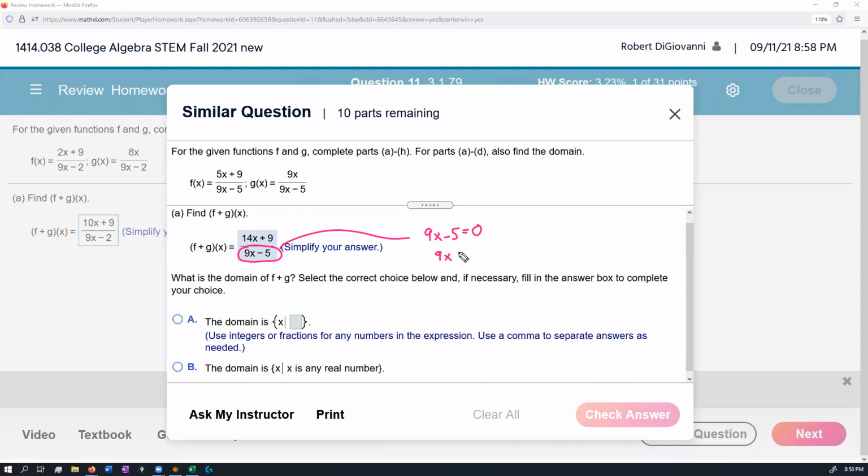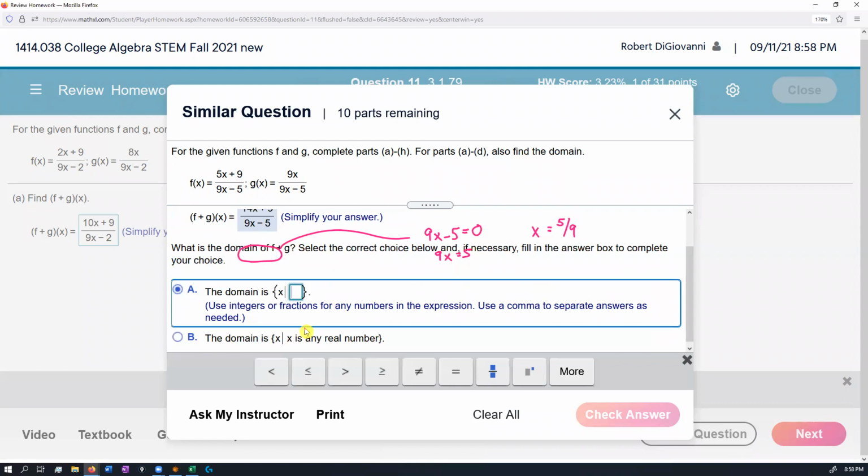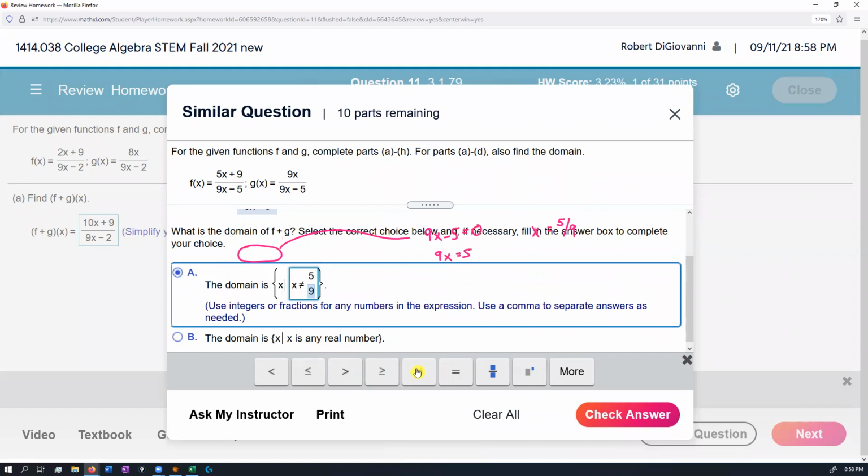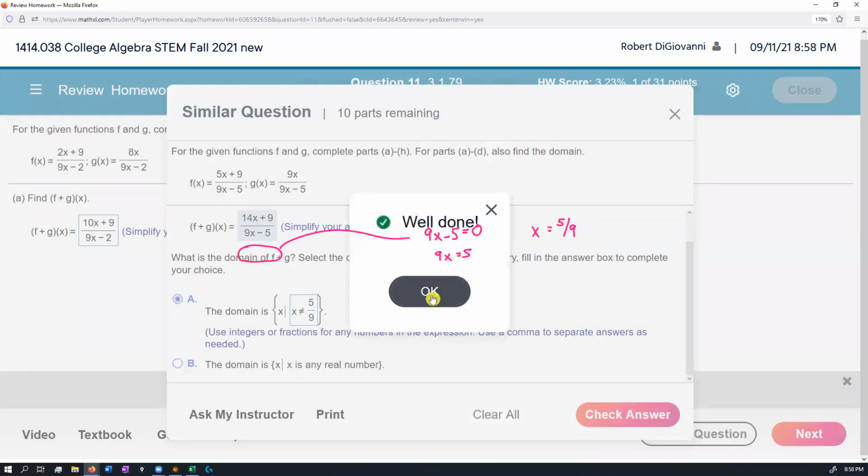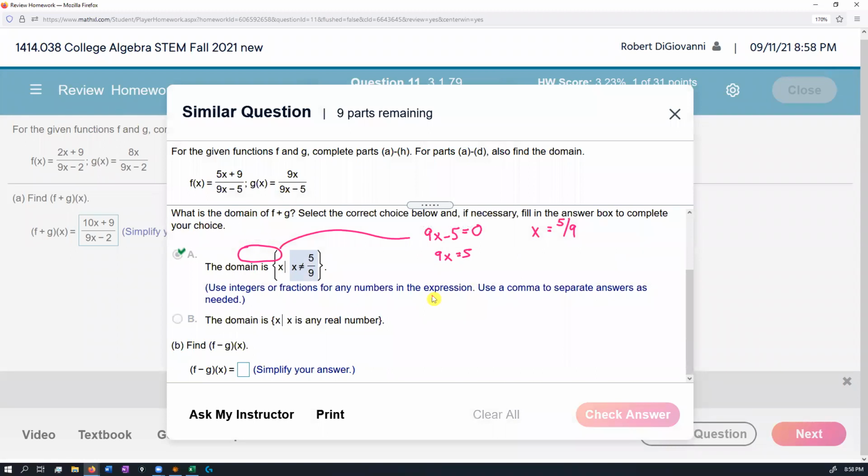So I just move the 5 to the other side and then divide both sides by 9. So we know that 5 ninths, if we try and plug that in, we're going to get division by 0. So our answers are all x's except for 5 over 9. And remember, you don't have to worry about the numerator being 0, because it's okay to have the numerator 0. You just can't have the denominator 0. All right, so now let's try and subtract these.